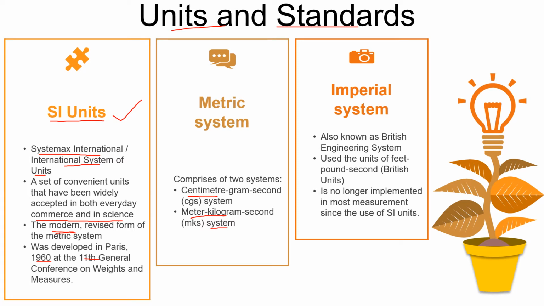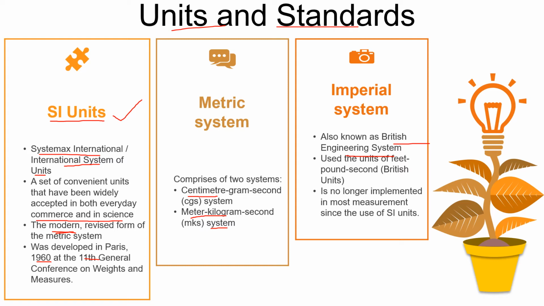Untuk imperial system, or also known as a British engineering system. So British ni pun kita ada guna jugalah, tapi kebanyakannya menggunakan dalam bentuk SI unit. Kalau baca jurnal ke tengok dalam buku pun memang banyak guna SI unit. Tapi these two unit pun tidak dilupakan, ada juga.